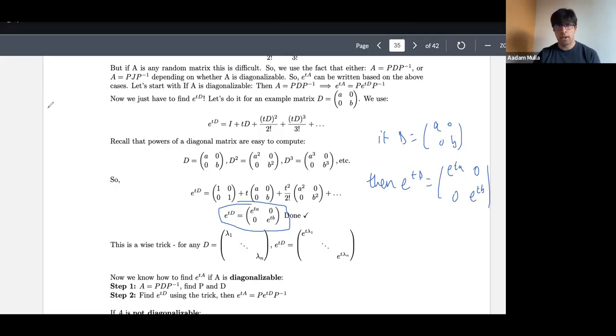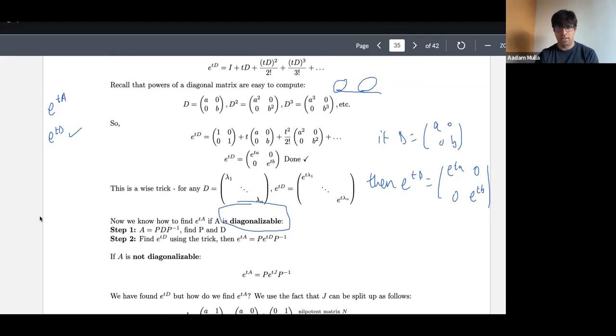So the goal is we're looking to find e to the tA. We know how to find e to the tD, check, right? Using this trick right here. So all we do is, we know this fact right here. So we're looking for e to the tA. We know how to find e to the tD, and we can find P and P inverse because we know how to diagonalize. So that's how we basically find e to the tA for a matrix that's diagonalizable.